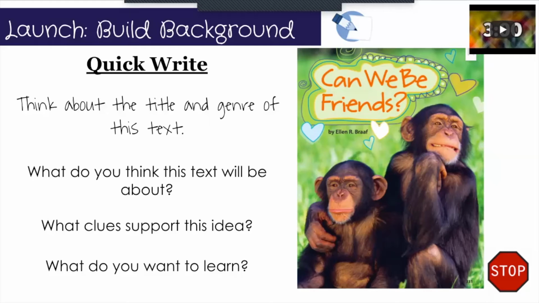I've included a photograph of the next passage that we will be reading for this week. And I want you to look at this photograph of the cover. And I want you to think about the title and the genre of this text. Remember, we have been reading informational text last week, and we will continue to read informational text this week.